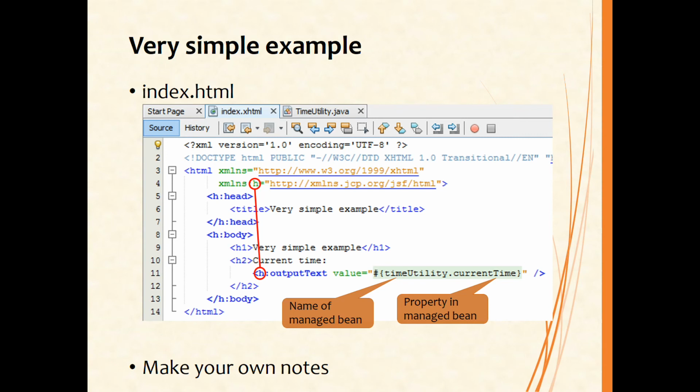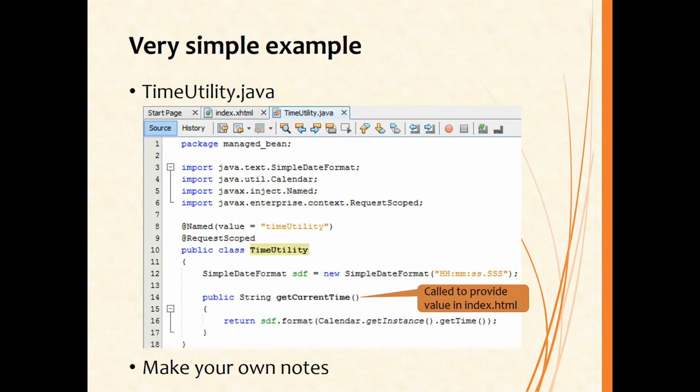So what about that managed bean, time utility? Well, you can see that this is actually a pretty simple class. Look at line 10, public class time utility. So it's just a standard class, nothing particularly tricky about it. Line 12, we're declaring a variable of type simple date format, which will help us to take a date object and convert it into a string whose format is defined at the end of line 12. So hours, minutes, seconds, dot, milliseconds.